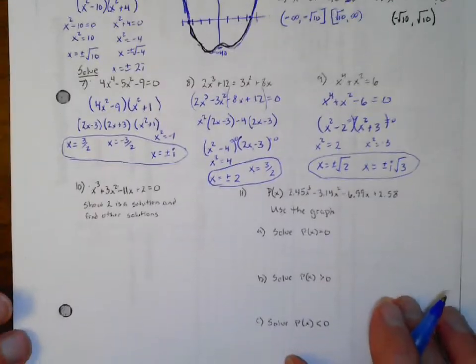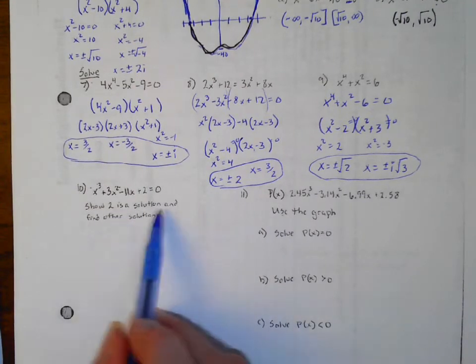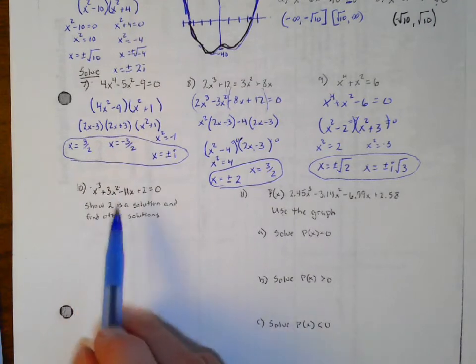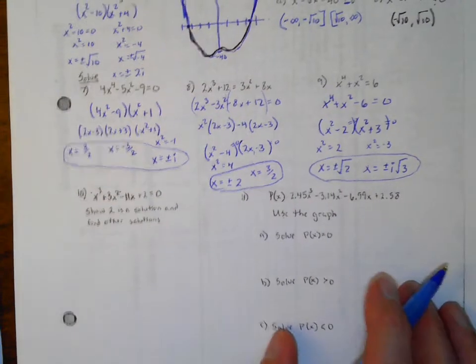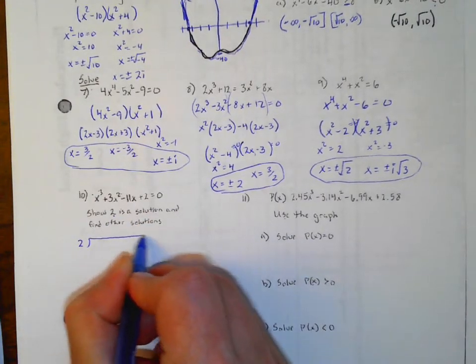Okay, number 10. We want to show that 2 is a solution to this, and then find all the others. So there's 3 answers, so I'm going to find 2 other answers to it. So to show that 2 is a solution, let's divide it out and see if it works out evenly. If it doesn't, then it's not.